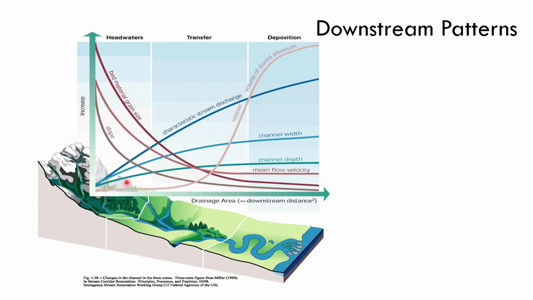But the lines in the background here that are increasing: we get an increase in depth, we get a bigger increase in width, and a big increase in stream discharge. And then the other line in the background here is the amount of floodplain storage of alluvial sediment. So the further downstream we get, the wider the floodplains, the more sediment we're storing on the floodplain.